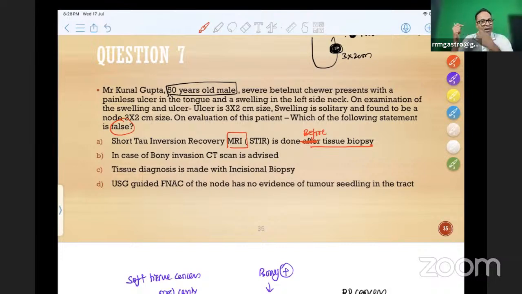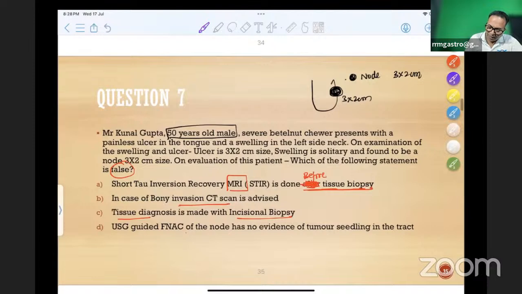Same in breast also. In breast also, do mammography, then you send for biopsy. We don't do biopsy and then send for mammography. Same concept, MRI is not done before tissue biopsy, it's done after. Okay, this is the first point. Bony invasion, CT is advised. Tissue diagnosis is done by incisional biopsy, and for the node you can take FNAC now. Latest update is node can be confirmed by FNAC. So the answer here is A.